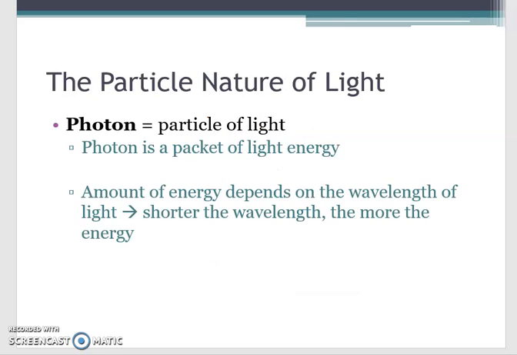This packet of light energy is what we call a photon. So it's a particle of light, and it is what's going to carry the energy of light. We talked about how wavelength and frequency are inversely related. Whenever we look at wavelength and energy, they are also inversely related, which means that frequency and energy are directly related. So the higher the frequency, the more energy the light particle has.